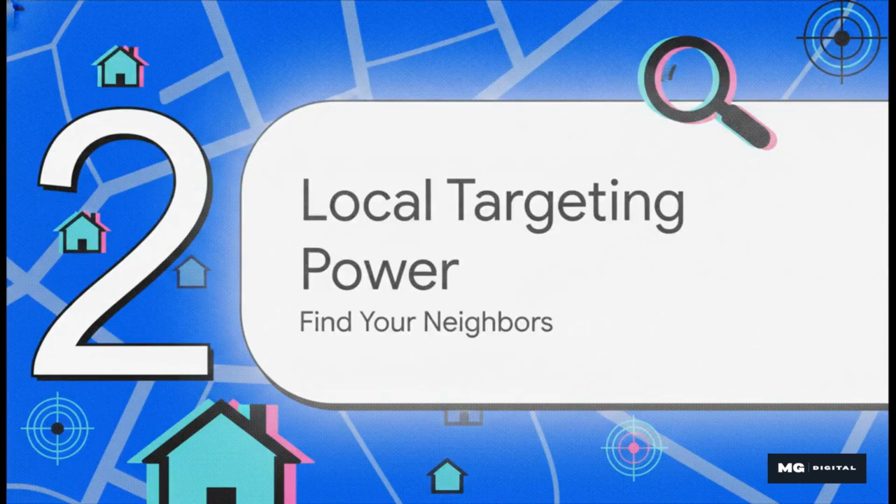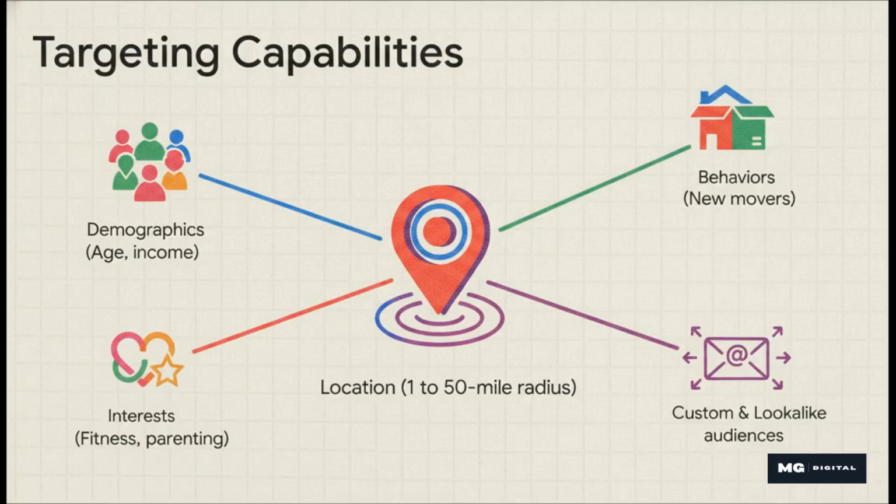Section 2. The power of local targeting. Finding your neighbors. Honestly, this hyper-local targeting is the secret sauce of the whole Meta platform. Unlike a highway billboard that just blasts your message to everyone driving by, Meta lets you find exactly who you want right where you are. First, you've got location. You can target people within a specific radius of your business, from a tight 1-mile radius up to 50 miles out, or even plug in specific neighborhoods.